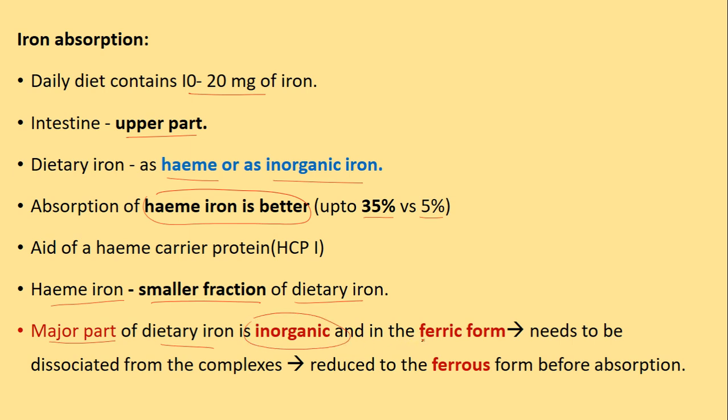This inorganic iron will be in the ferric form, which gets dissociated from a complex and will be reduced to ferrous form. It is the ferrous form which will be easily absorbed in the intestine.